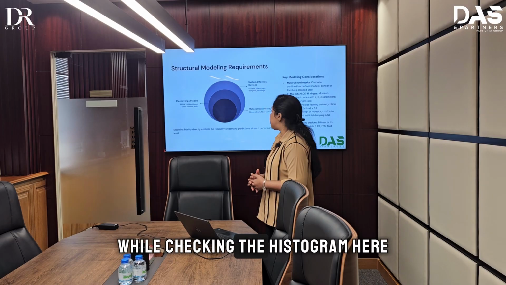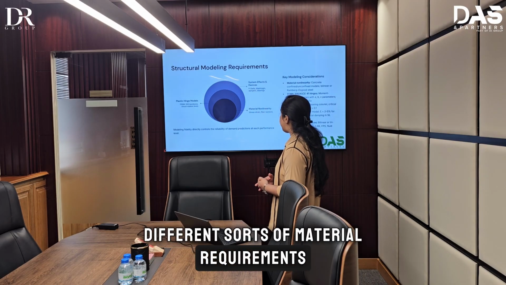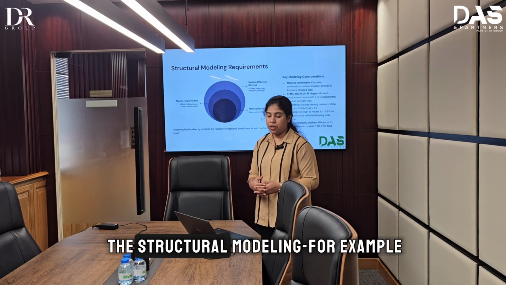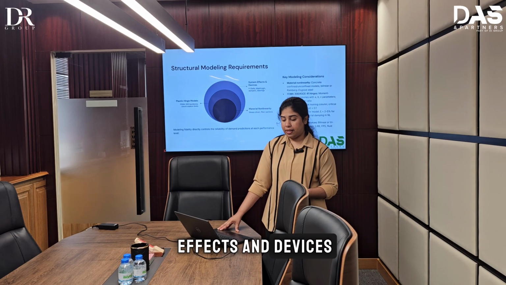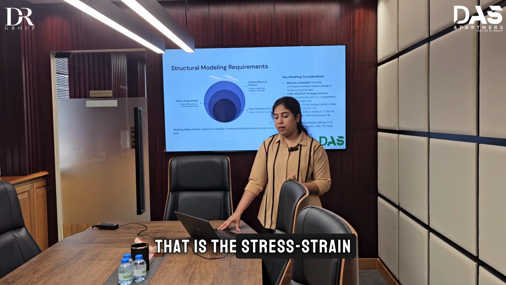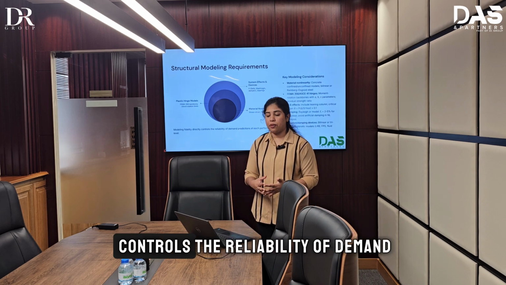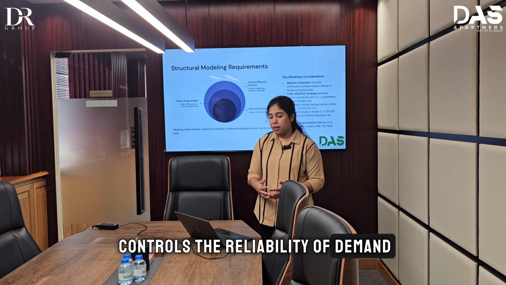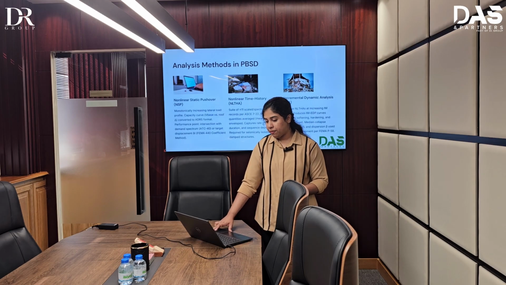While checking the histogram here, you can see that there are different sorts of material requirements needed for the structural modeling, for example plastic hinge models, system effects and devices, and material nonlinearity, that is the stress-strain fiber sections. The modeling fidelity directly controls the reliability of demand predictions at each performance level.